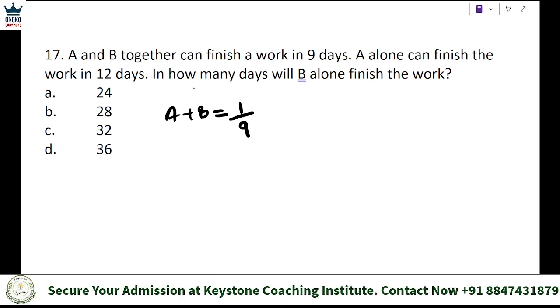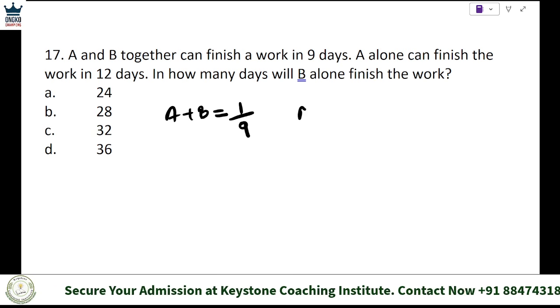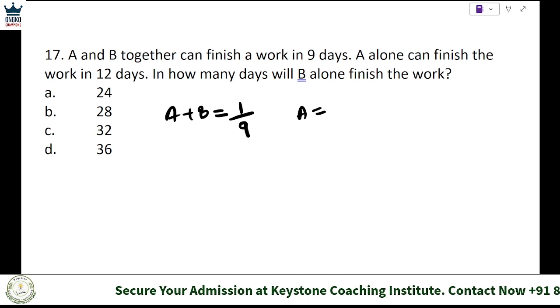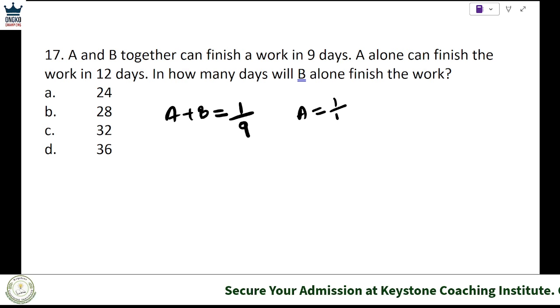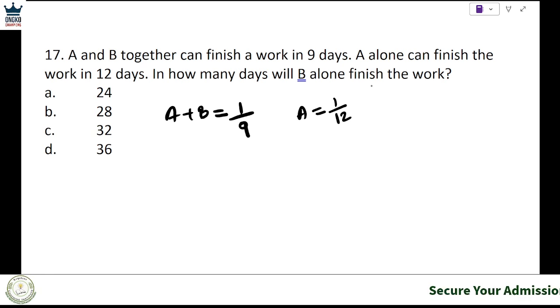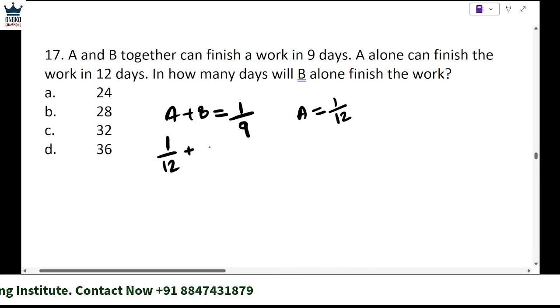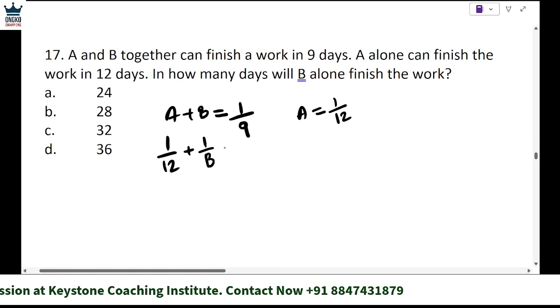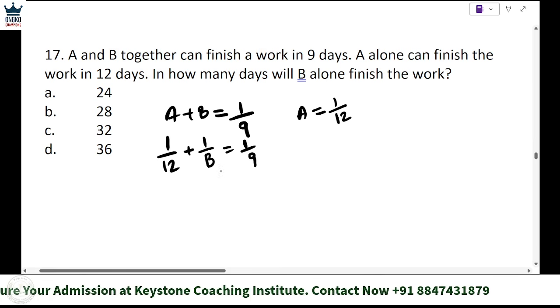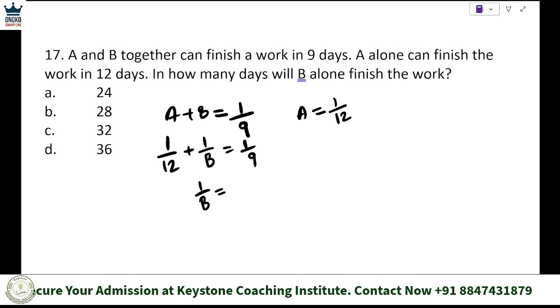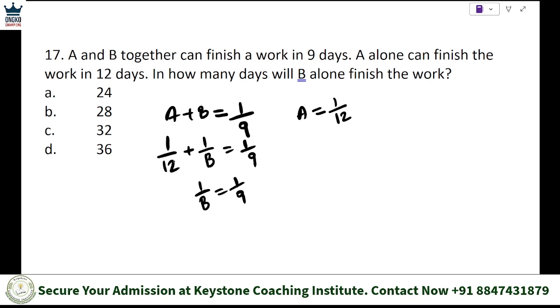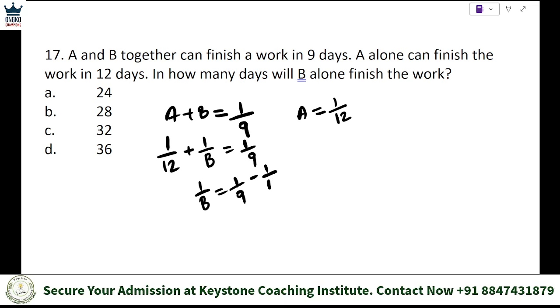A alone can finish the work in 12 days. That means A's 1 day work is 1 by 12. B alone can finish the work in how many days? So A's one day work is 1 by 12, and B's one day work will be 1 by B, and A plus B is equal to 1 by 9. So 1 by B is equal to 1 by 9 minus 1 by 12. So here this one will give us what?